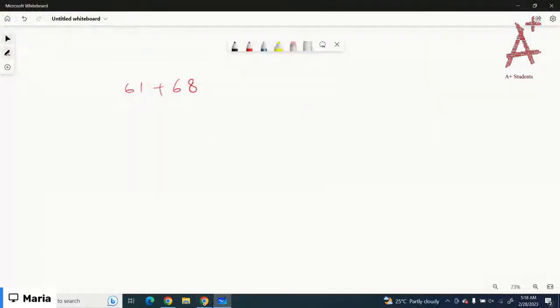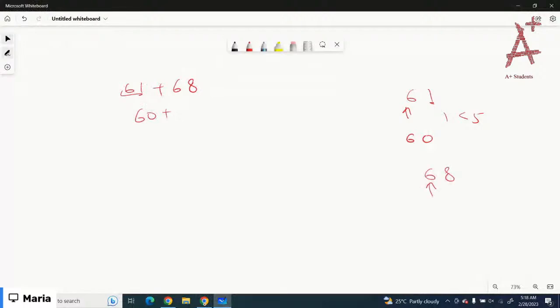Got it? So here you have 61. So 6 is at the tens position. Digit right next is 1. 1 is less than 5. That means you have to round on the same 10. So it would be 60. Got it? The next one is 68.